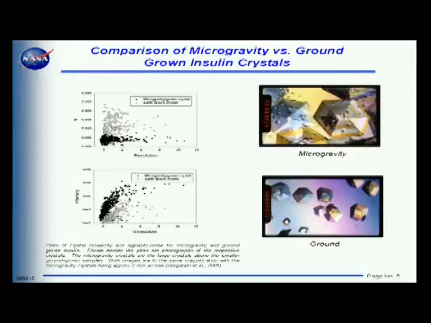Then, as you can see on the top scatter chart, it shows the mosaicity angle. You can see that the dark dots, the microgravity produced crystal, have much lower mosaicity. And then, as a result, like I said on the previous chart, increased volume, the more ordered the structure, the more intense the diffraction pattern.